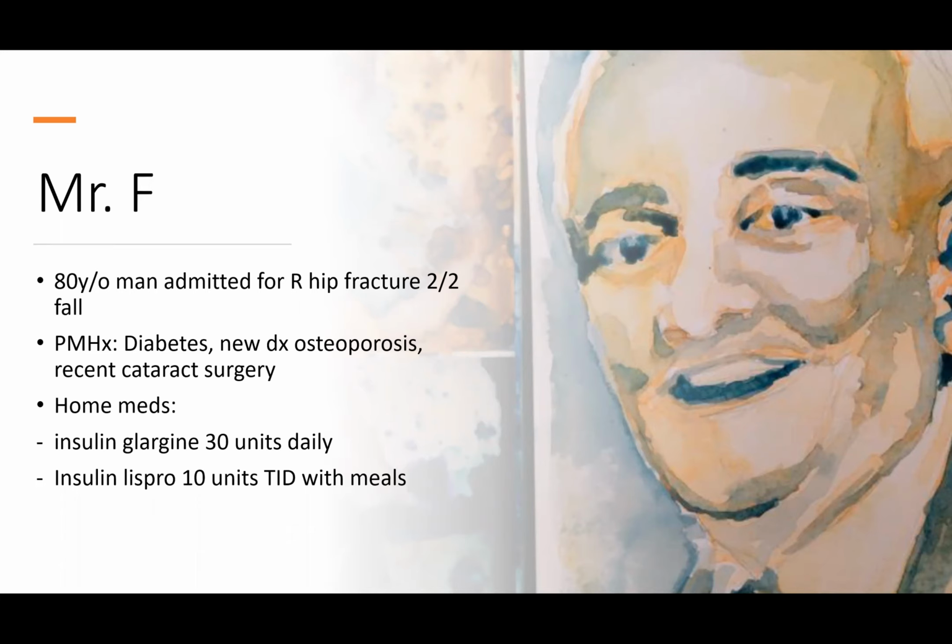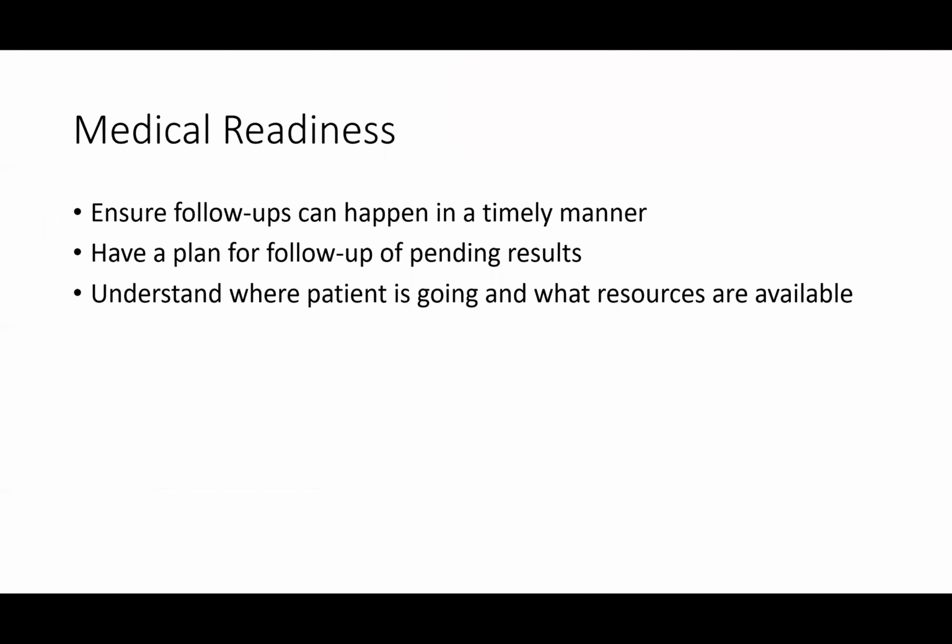So when he came in, you asked him about his home meds. He said he's on Glargine 30 units daily and Lispro 10 units TID with meals. He denies having any problems with his regimen, and so we'll come back to that. And so when we talk about medical readiness, what does that entail?